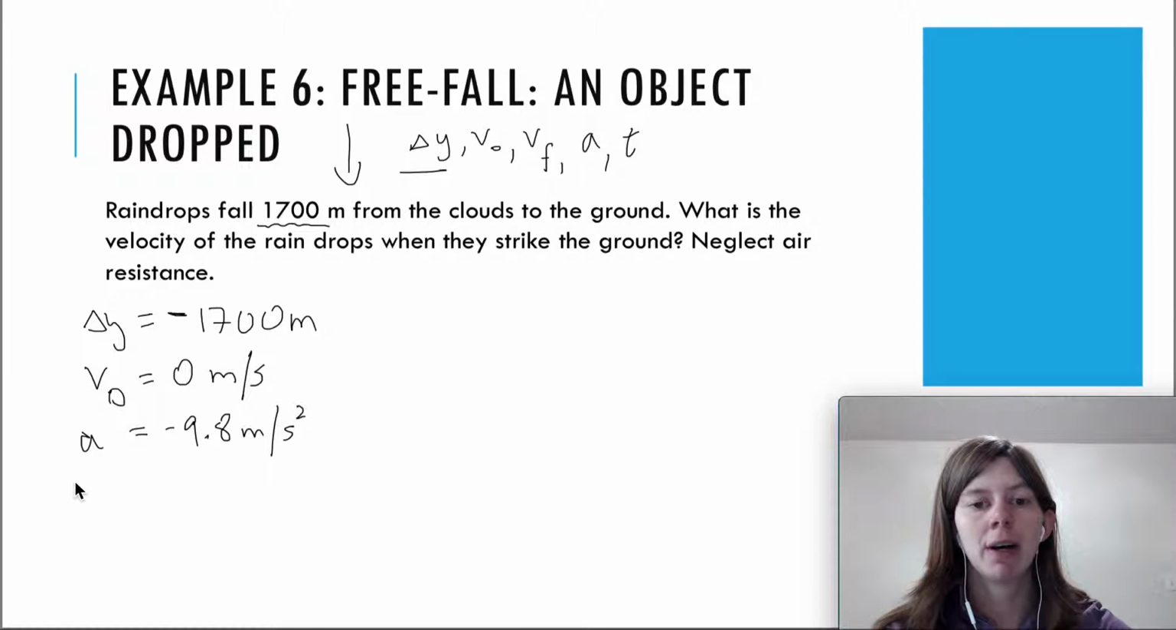We're looking for the final velocity, Vf, so we need to find an equation that has these 4 variables. So you want to go back to the table that we mentioned earlier, and find an equation that has delta y, v initial, a, and vf.